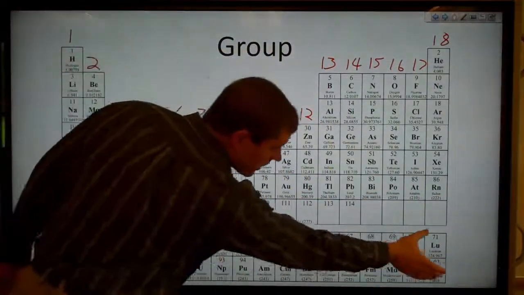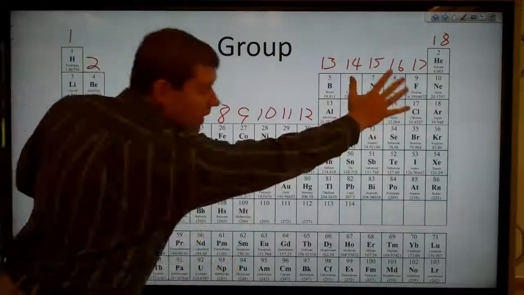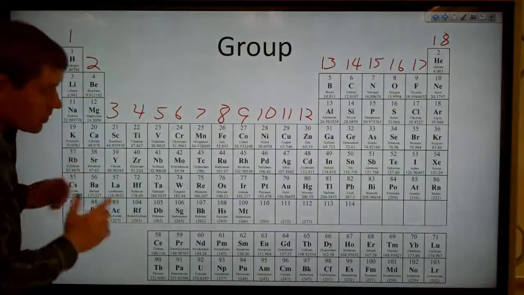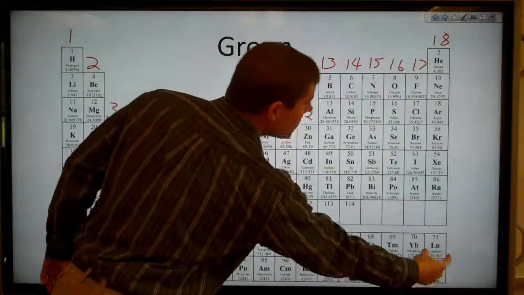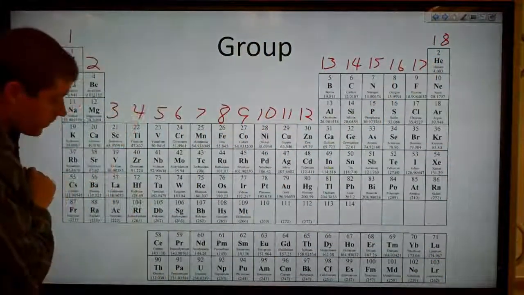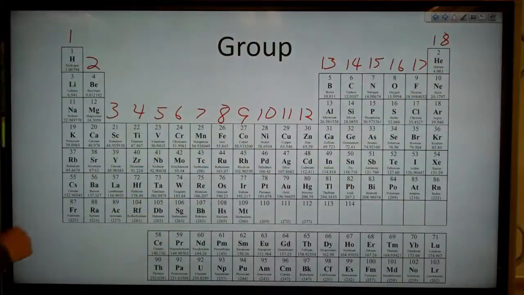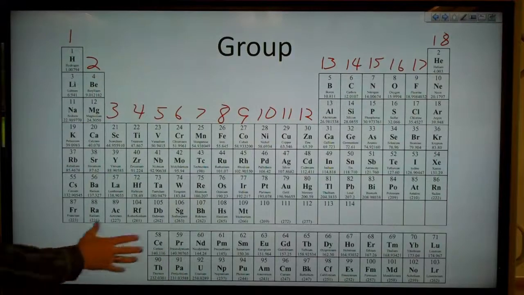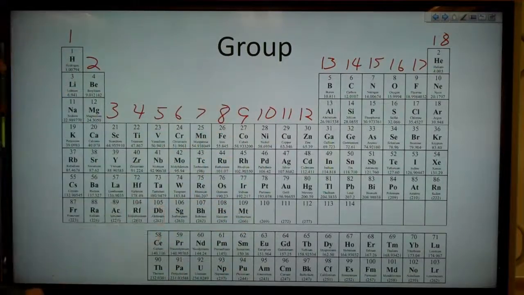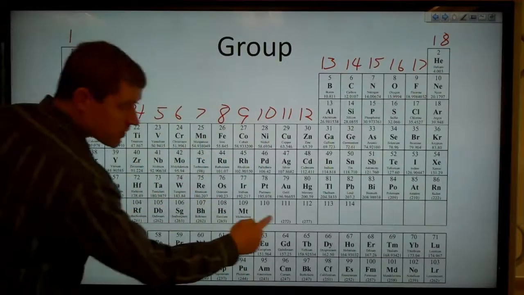Again, note that these guys down here are not part of any of these groups. Right? So, lutetium here is not in group 18, and cerium is not in group 5, and so on. These guys, again, don't belong here in the groups. That's why there's this space here.